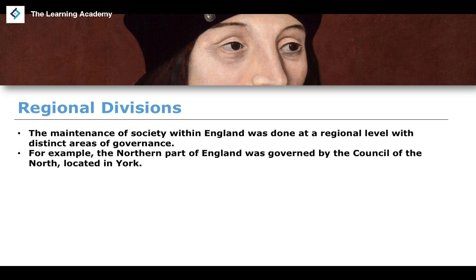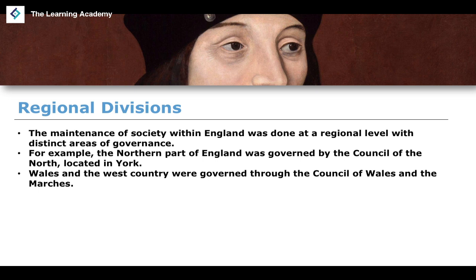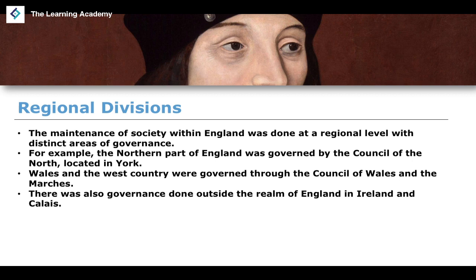And we also have other distinct districts or regional aspects of governance. For example, Wales and the West Country were governed through the Council of Wales and the Marches. And there was also governance outside the realm of England in Ireland and Calais. So we also have a little bit of overseas territory, if you will, English territory in Ireland, and a little bit on the mainland in Calais. And we only lose Calais when Mary I loses Calais later on during the Tudor period.